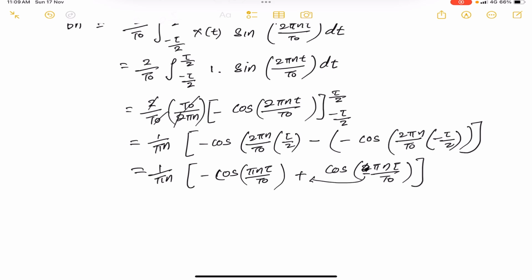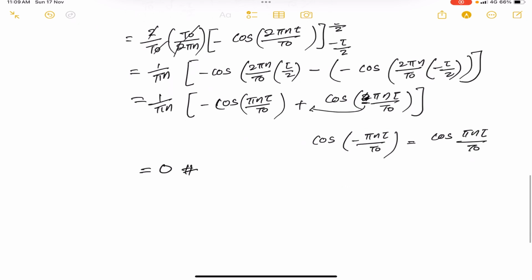I mean, this negative is the same value. Even if you bring it out, it is also the same, because cos negative pi n tau over t naught is equivalent to cos pi n tau over t naught. So negative cos plus positive cos, you will get 0. So bn, the answer is 0.